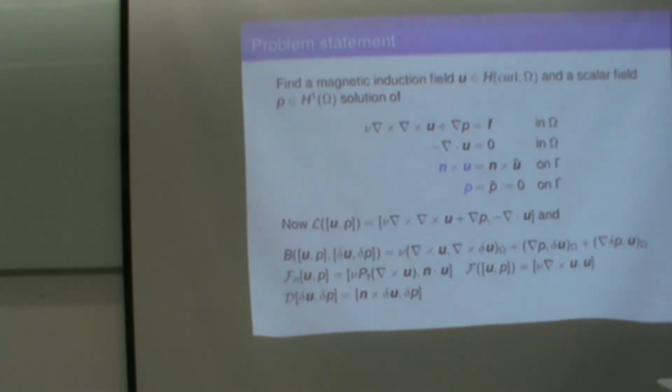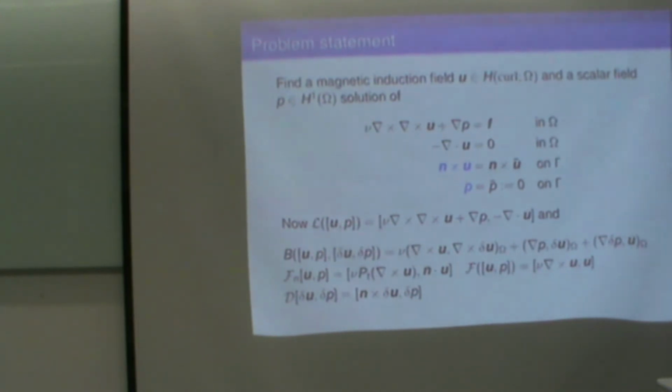That's the exact solution to this problem. If F is divergence free, it's easy to see that the solution is P equal to 0, because if you take the divergence of this equation, you have that the Laplacian of P is equal to 0 for divergence free F, and if the boundary condition is P equal to 0, the solution is 0. But at the numerical level, it's important to introduce this P.